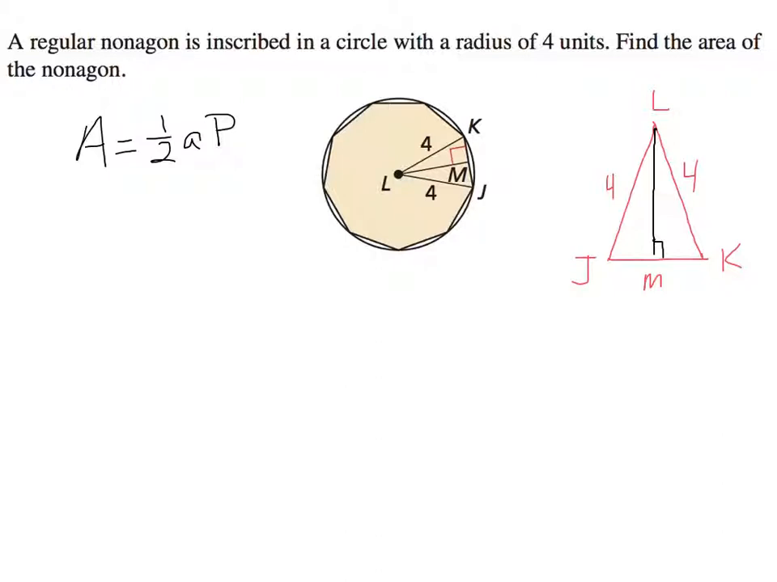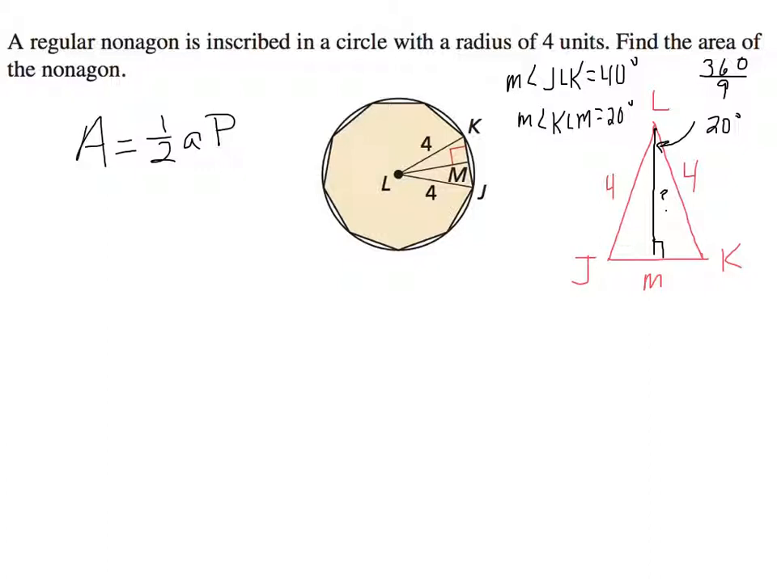The first thing I'm going to do is take 360 and divide it by 9, which gives me my central angle. So the measure of angle JLK is 360 divided by 9, which is 40 degrees. Because the apothem, segment LM, bisects the central angle, the measure of angle KLM is 20 degrees. So this angle right here is 20 degrees. If I want to find the apothem, which I'll just call LM, I want to find LM.